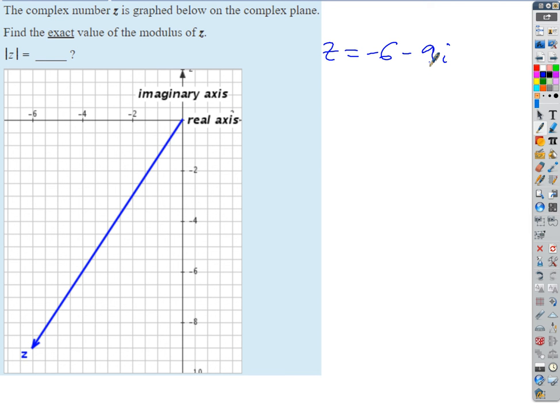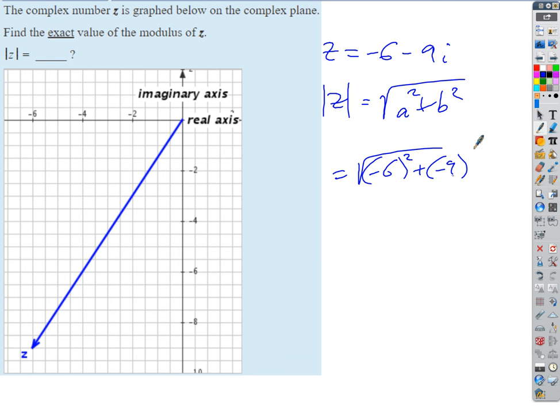And if I want to find the modulus, remember the modulus, or the magnitude, same thing, of the complex number is always the square root of what? Good. a squared plus b squared. So we're just going to get the square root of negative 6 squared plus negative 9 squared. What is that? 36 plus 81. So square root of 117. And we can't simplify that, can we?